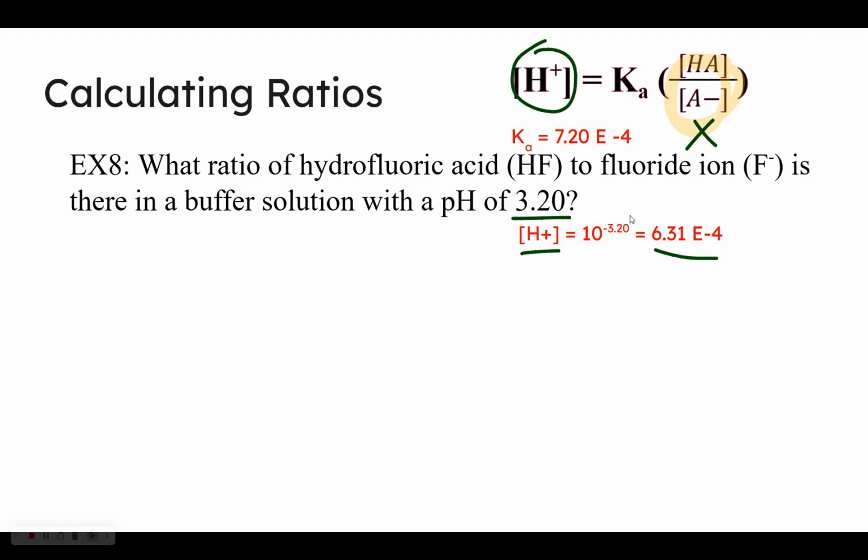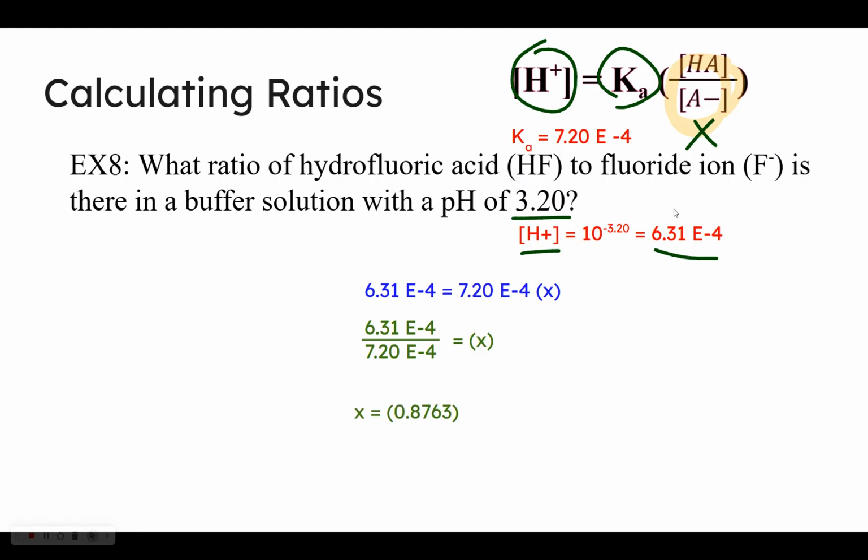So that's going to be what I plug in for my H plus. I've got my Ka, and that's everything I need to plug in to solve for x. So I just have a number equals another number times x, which means I'm going to be dividing that 6.31e-4 by 7.20e-4. And that means that x is going to be about 0.8763.